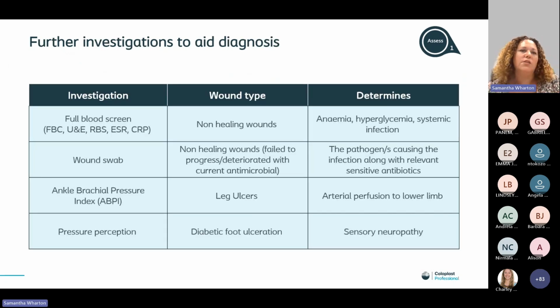You may also need to do further investigations to aid that diagnosis. So you might do a full blood screen, a wound swab. An ABPI is needed for leg ulcers, and your pressure perception, which is to see what the sensory neuropathy is. And you would follow your local guidelines as to when you would do your wound swab. But generally, for non-healing wounds, you would try to do that wound swab along the guidelines of your trust or area you're working.